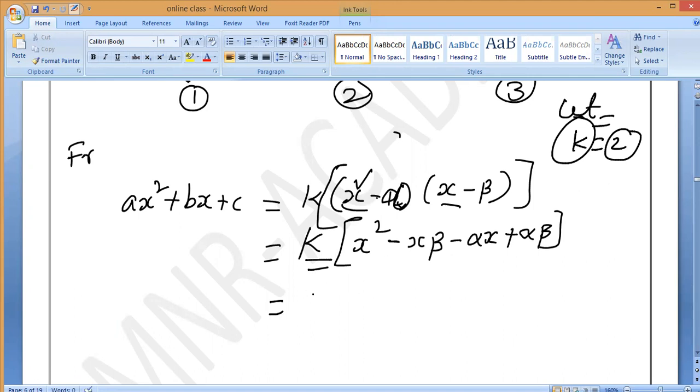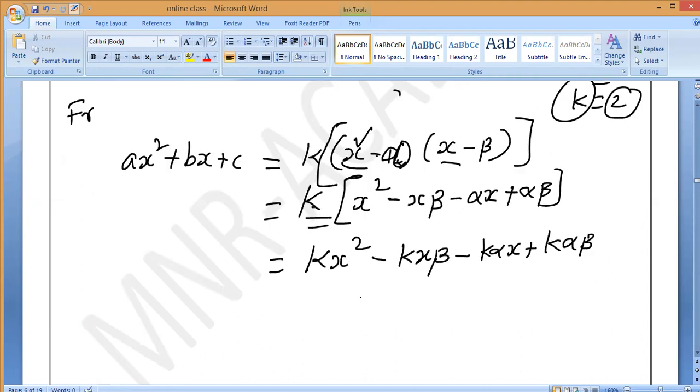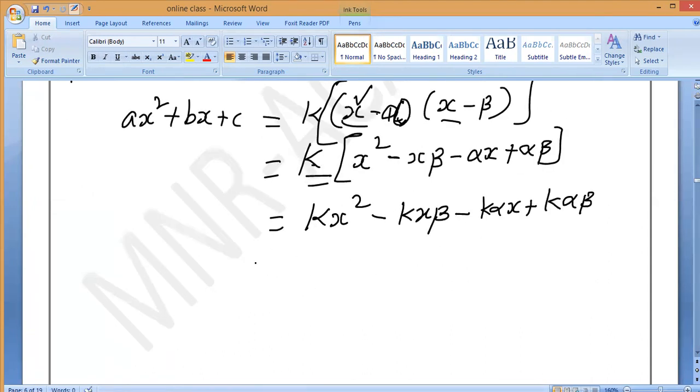Now you see. k into x square is kx square. Yes or no? Next, minus of k into x beta: k beta x. Understand? Next, minus of this one: k alpha x. Next, k into alpha beta: k alpha beta.